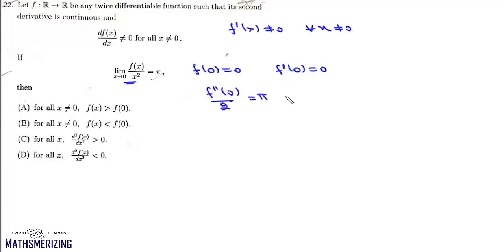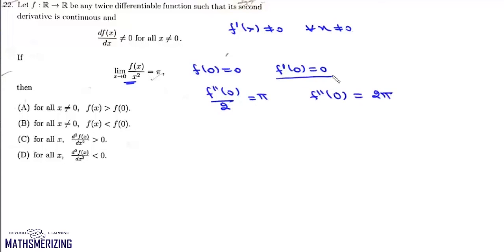Now in question number 22, it says f is any twice differentiable function such that its second derivative is continuous and f dash x is unequal to 0 for all x unequal to 0. Now if limit x tends to 0, f(x) upon x square equals pi, then which of the following is correct? And this we have also proved in one of the previous papers. I think that was the 2010 or 2011 paper, where we have proved that the value of f(0) will be 0 and f dash 0 will also be 0. Now if it is 0 upon 0 form, then we can write f double dash 0 upon 2 will be equal to pi, that is f double dash 0 will be simply 2 pi.